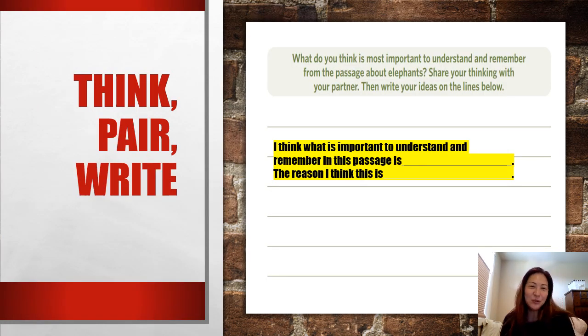This is a brand new technique that this reading curriculum presents. And we used to do think, pair, share all the time. I mean, we still do it, where I ask you a question, ask you to think about it, and then share it with your partner. Now they're introducing a new one, and I actually wish we were in school so I could see this happening. It's called Think, Pair, Write, where you actually write down what you've been thinking or sharing with your partner. So that's why this question says, what do you think is the most important to understand and remember from the passage about elephants? Share your thinking with your partner, then write your ideas on the line below.